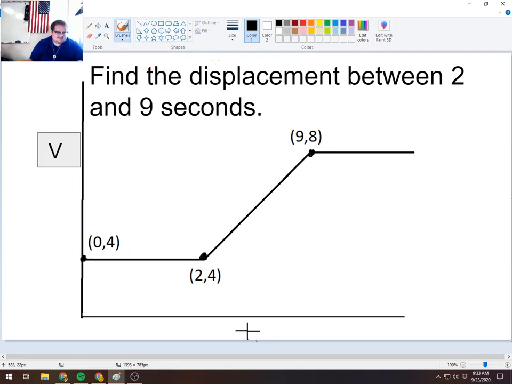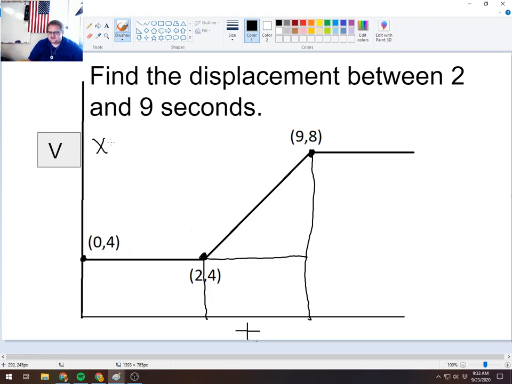And really, it's the exact same thing. That's really what I'm trying to emphasize here. So you could do this graphically. What you're trying to find is the area between 2 and 9 seconds. So that's the area of this object here, which would be the area of this rectangle plus the area of that triangle. Let's say that's the way I'm going to do it first, okay? So I'm going to do it that way.